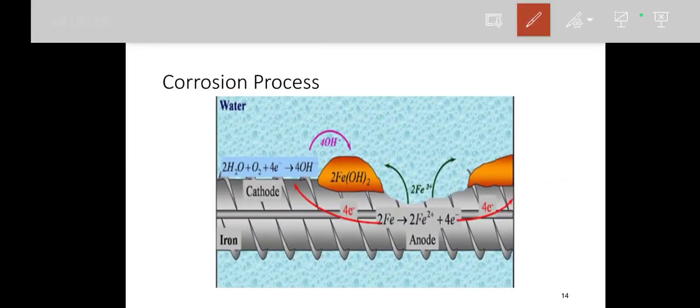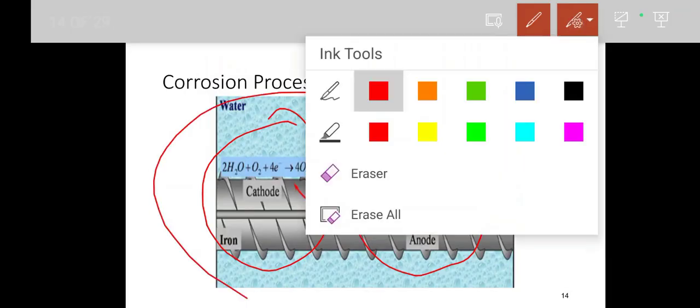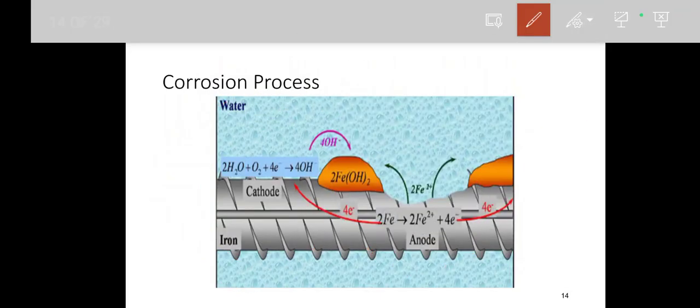If it is fully wet, then these electrons will try to transfer from this anode and will deposit on the cathode, and corrosion will be initiated, rust will be formed. Okay, so if you see this diagram, we can see in detail about the entire process.